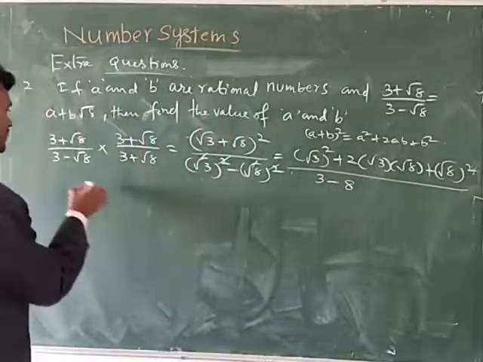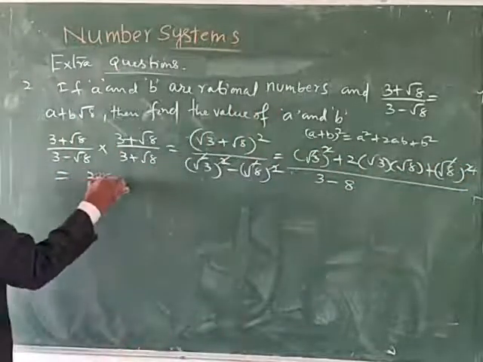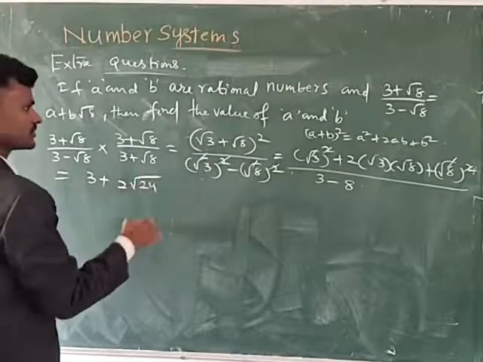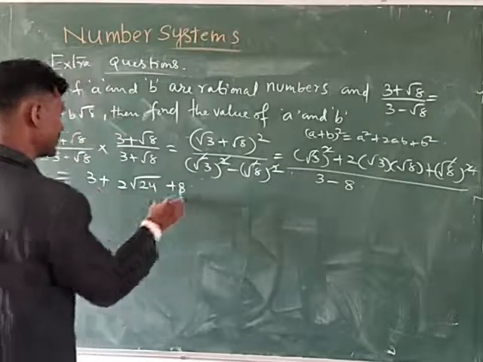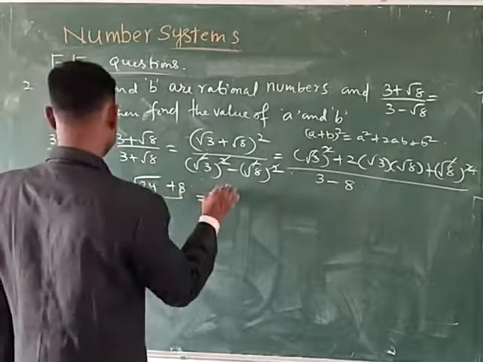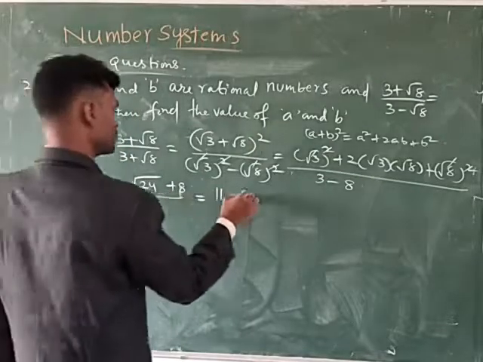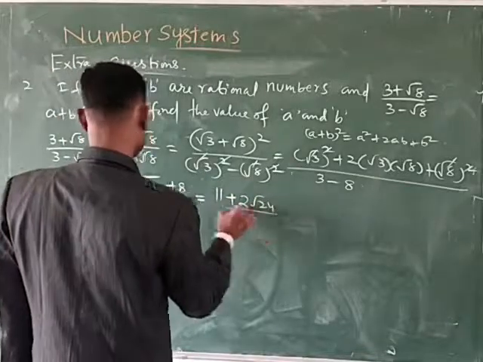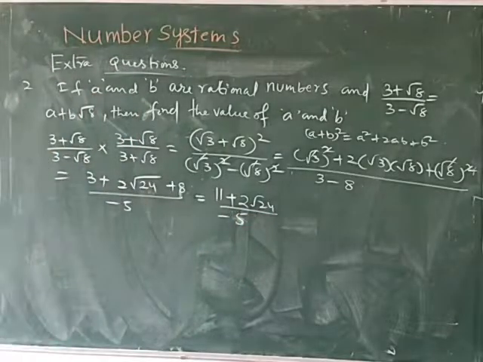Now rewrite: here the root and square cancel, here the root and square cancel, here 3 plus 2 into root 3 into root 8, 3 eights are 24, plus root 8 whole square means 8, by minus 5. Then 3 plus 8 is 11, plus this is written as 2 root 24, by minus 5. Now what will we do?